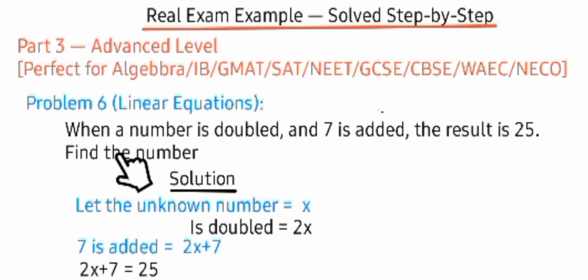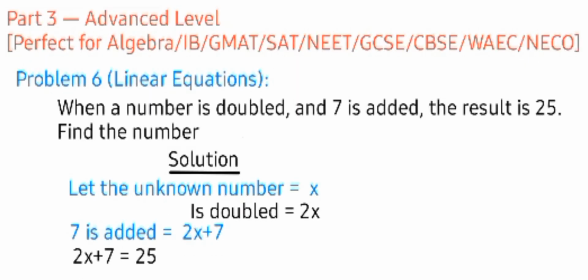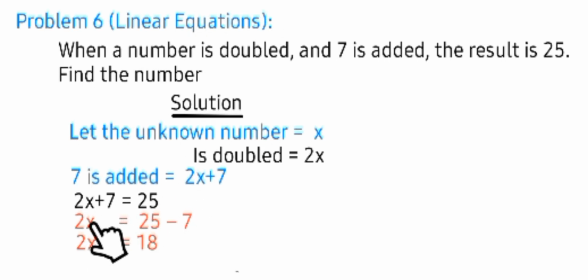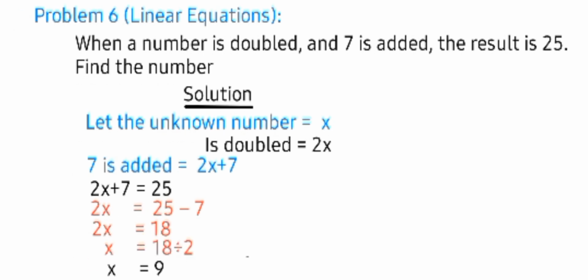Find the number. From this point, we'll collect like terms. 2x equal to 25. When positive 7 here crosses to the right hand side, becomes negative 7. 2x equal 25 minus 7, 18. X will be equal 18 divided by 2, 9. Therefore, that doubled number, which resulted to 25 when 7 is added, is 9.